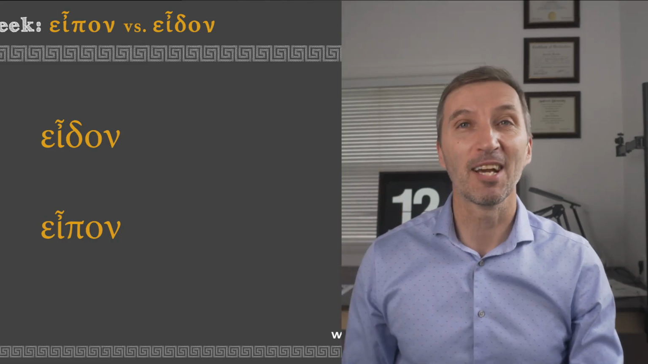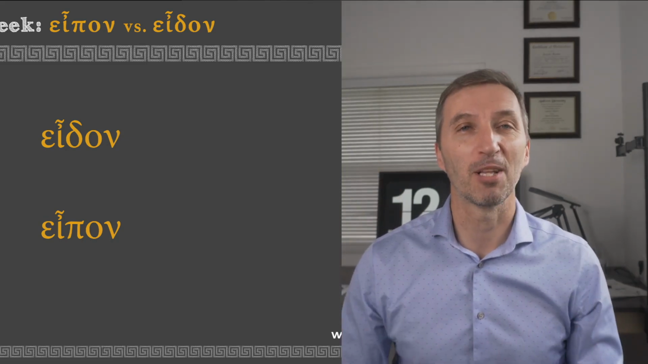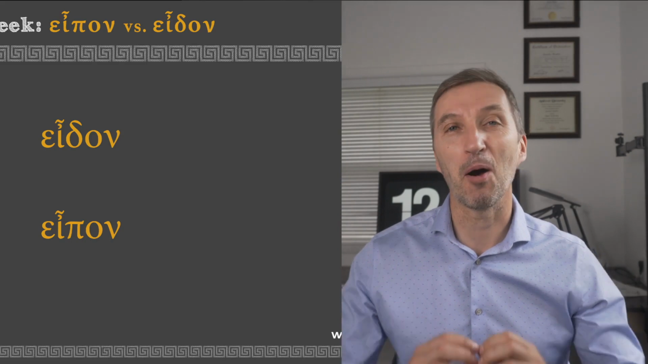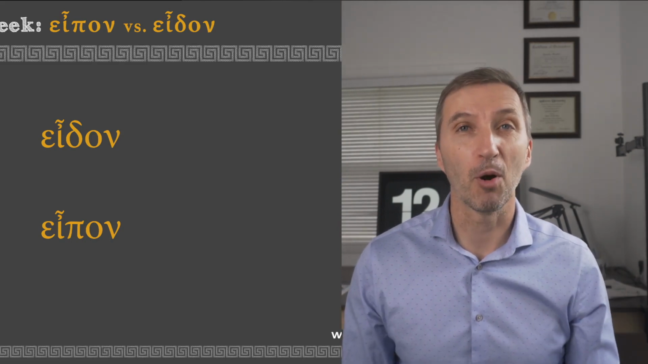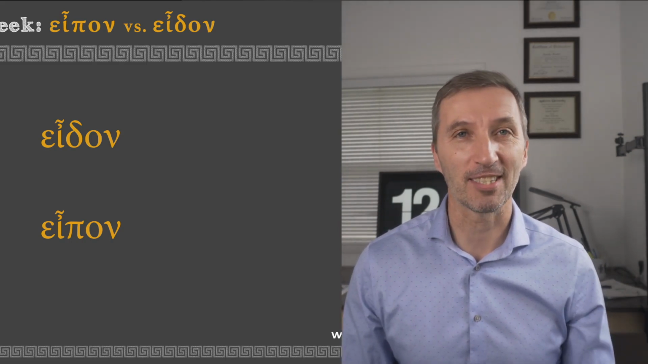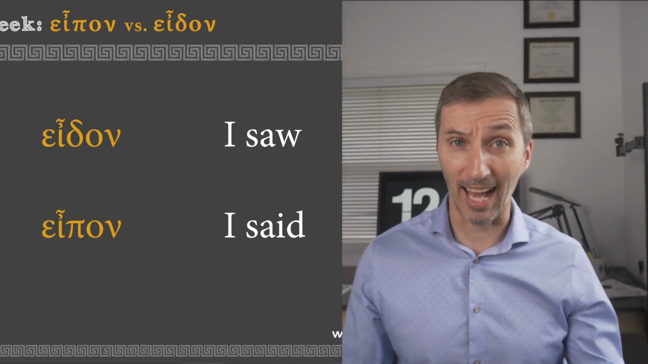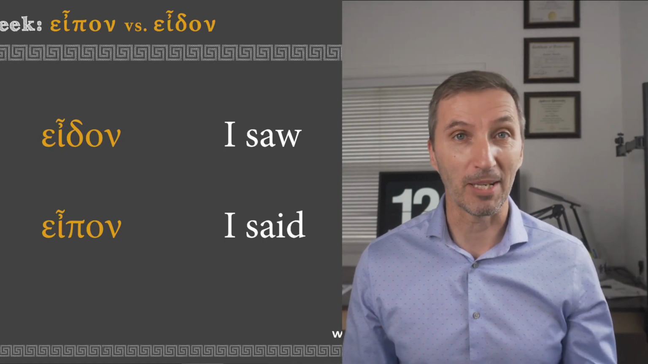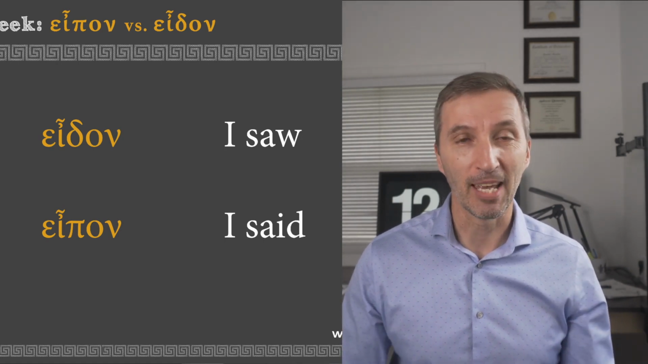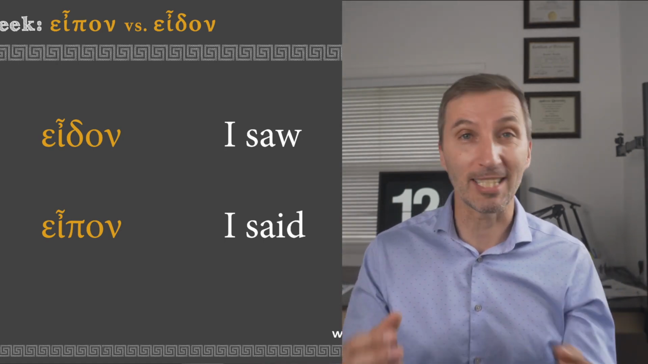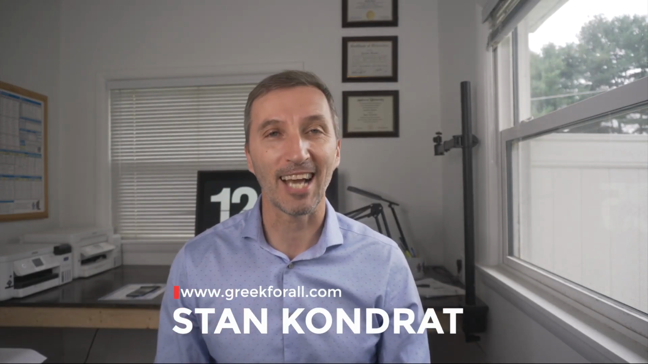There are two Greek words which look very similar, and many students confuse them all the time. In fact, both of them are the second aorist, and even the translation is somewhat similar. Eidon means I saw, while eipon means I said. You can already confuse anyone by just looking at the screen. I'm going to give you two sure ways to differentiate these two words very easily and never confuse them again. Let's begin.